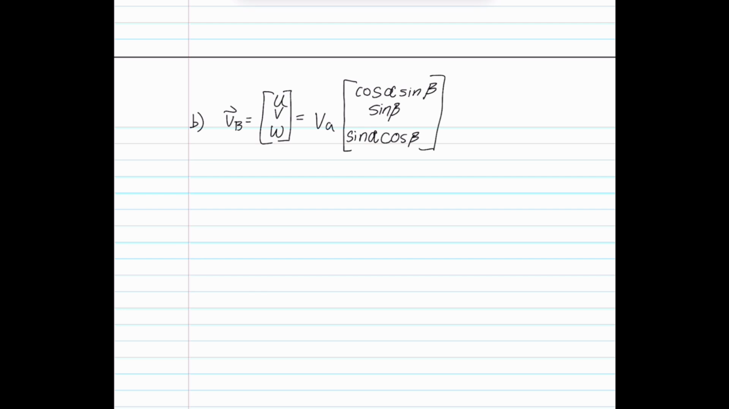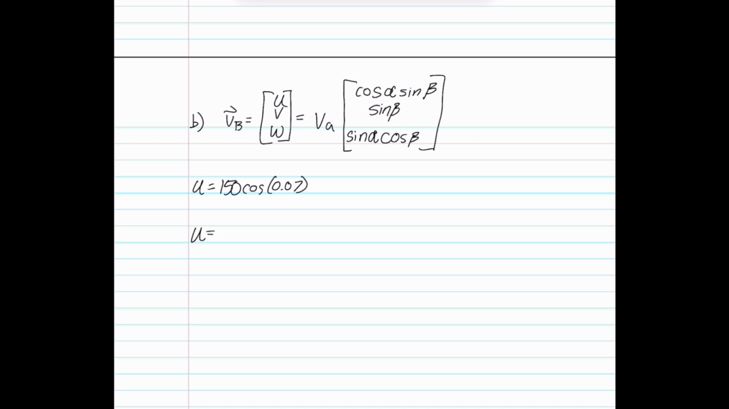So I'm going to write out this expression that we'll need again. We used this expression in the previous part. It's the velocity expressed in the body frame. Each component, the x component is u, the y component is v, and the z component is w. That vector is equal to the airspeed times this vector using alpha and beta. So we want to find alpha and beta such that u and v are constant.